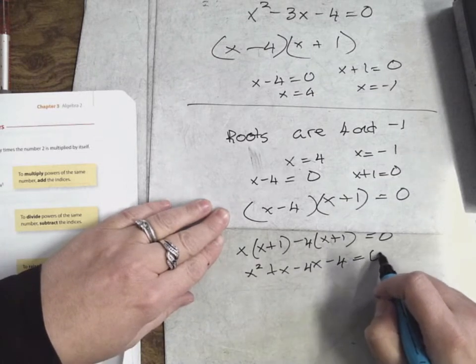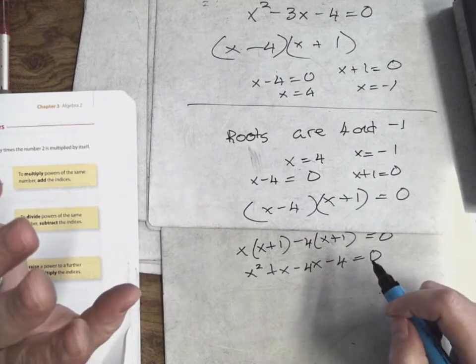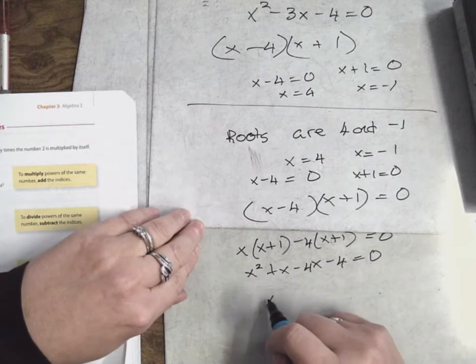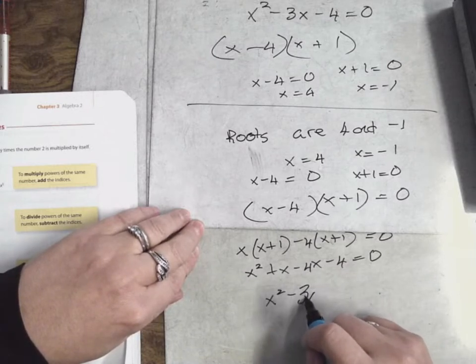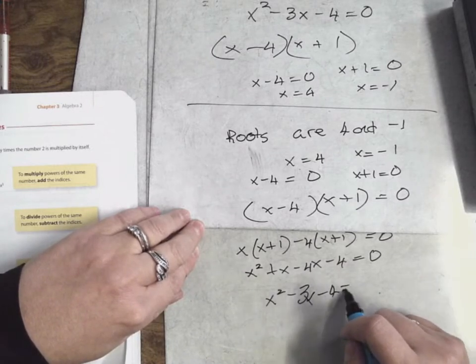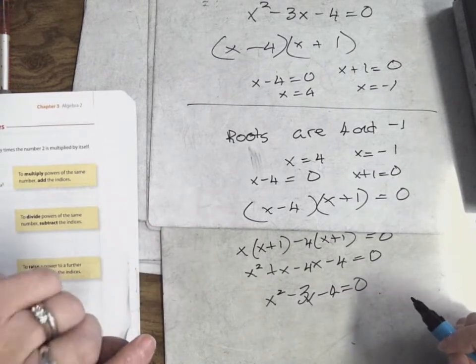I'm flying because I get the impression from you that you know this. Yeah? So if I'm wrong, tell me. Plus x minus 4x is minus 3x, minus 4 equals 0.